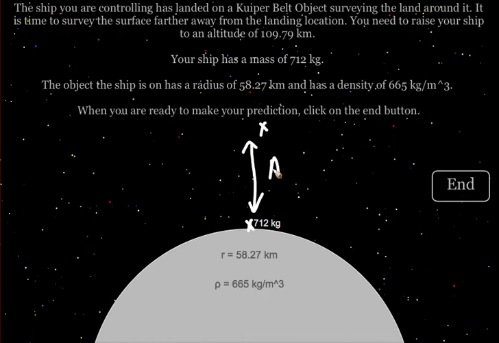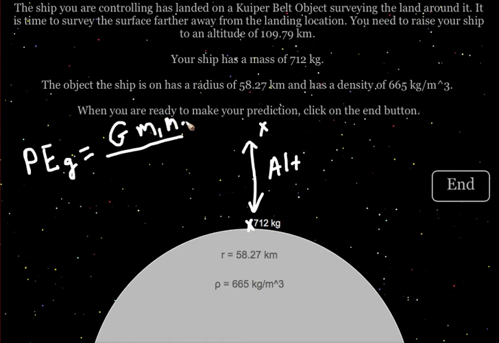This is our altitude we're going to get to. And what we do is we find the potential energy gravity for that object in each of those locations. We can't use our localized version of potential energy gravity because we're moving too far away from the surface of the planet. So we use our universal form. We're going to calculate this value twice, once on the surface and once at our new altitude.